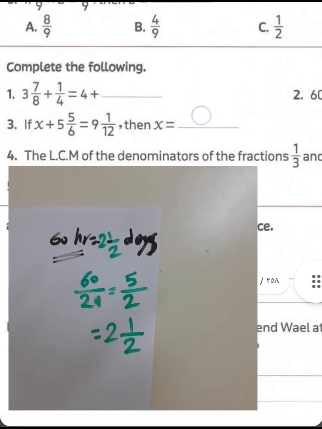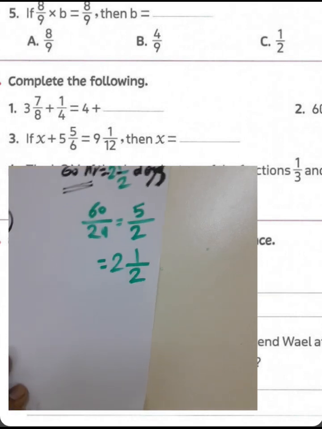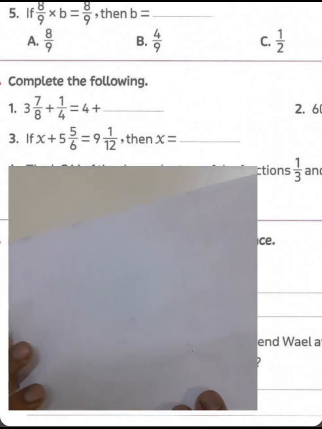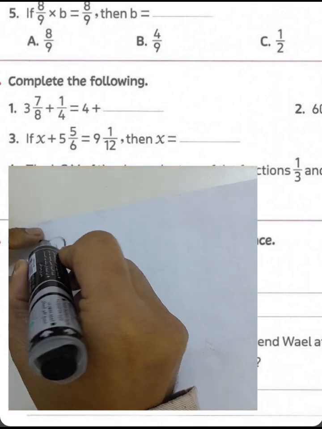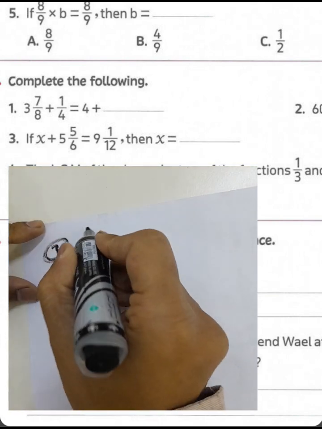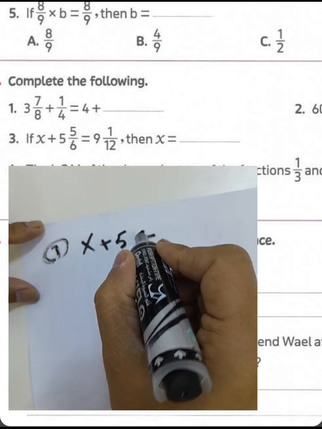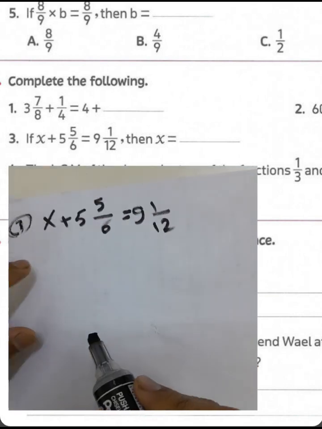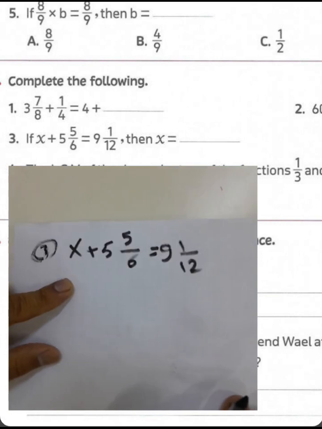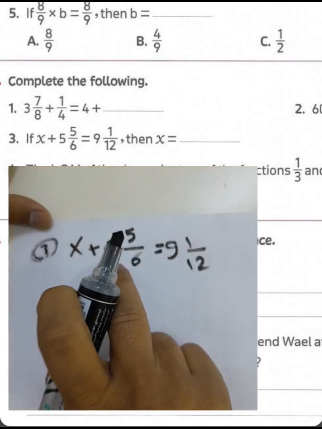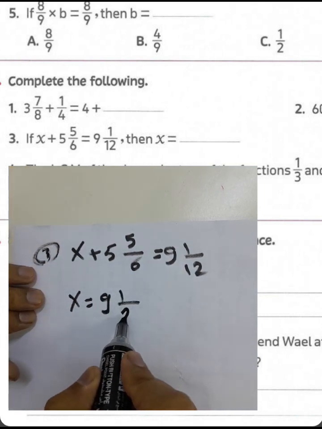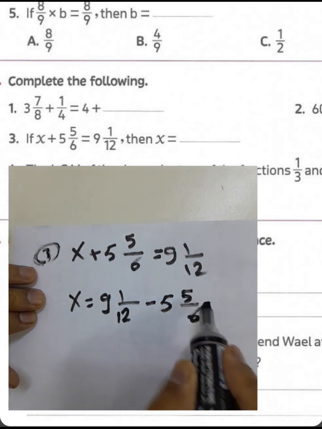Question number 3. If x plus 5 and 5 over 6 equals 9 and 1 over 12, then the value of x equals space. Okay, we have here question number 3. X plus 5 and 5 over 6 equals 9 and 1 over 12. You can find the value of x by finding the difference between the result and the first addend. X equals 9 and 1 over 12, subtract 5 and 5 over 6.